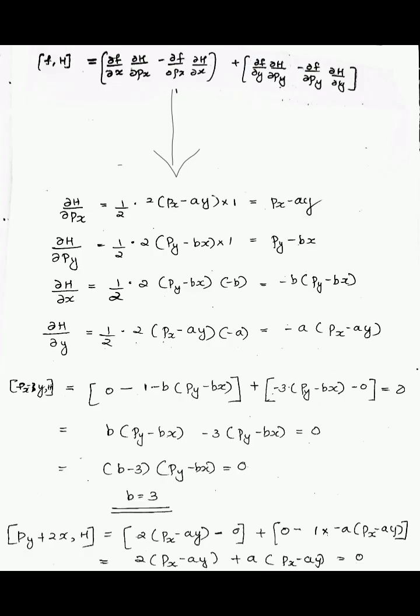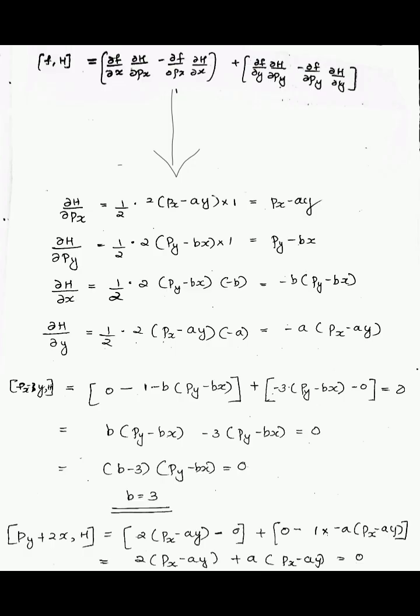If we take the Poisson bracket of a function with H, that is, the Poisson bracket of f comma H is equal to dou f by dou x into dou H by dou px minus dou f by dou px into dou H by dou x plus dou f by dou y into dou H by dou py minus dou f by dou py into dou H by dou y. So here f is equal to px minus 3y.